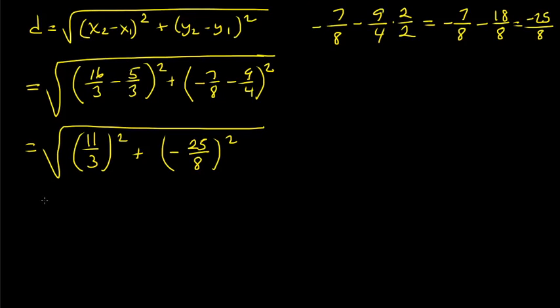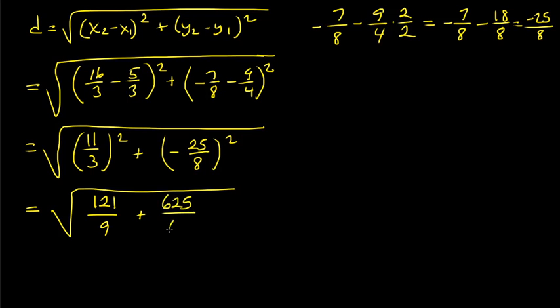All right, so yeah, again, don't make the mistake of splitting this up. It's not 11 over 3 plus 25 over 8, or even minus 25 over 8, right? Yep, you got to square everything. 11 squared is 121. 3 squared is 9. Now, the negative doesn't matter here, because when you square it, it becomes positive. So negative 25 times negative 25 is 625. And 8 times 8 is 64.